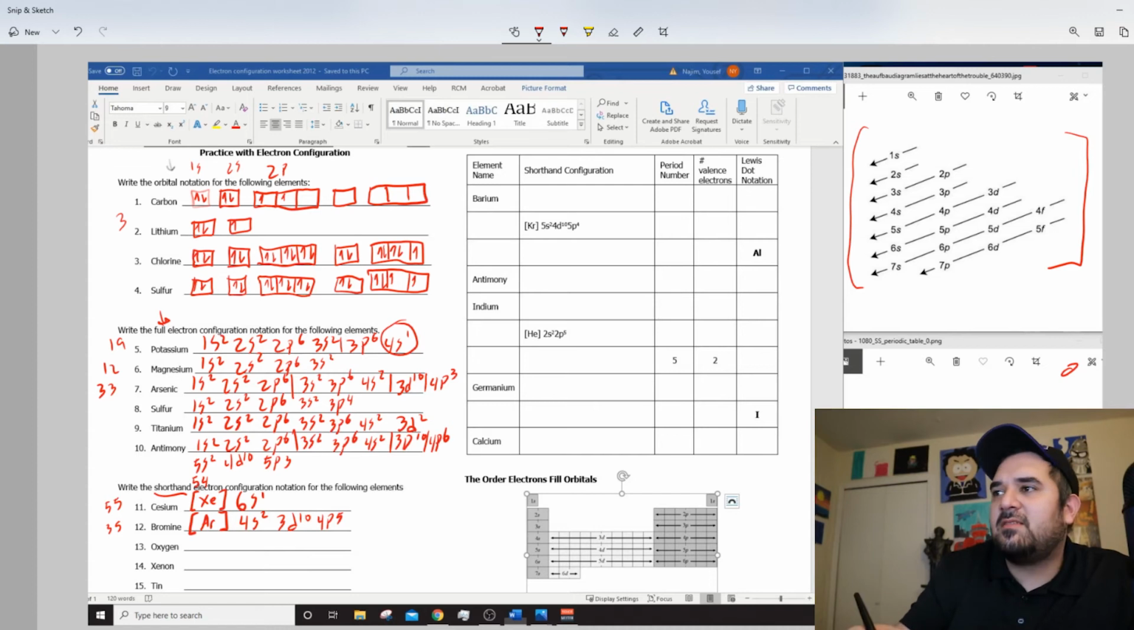Next one we have is going to be oxygen. Oxygen is right here. This one doesn't really need shorthand notation just because it's so short anyway. But we're going to start off with helium, in brackets, and then it's going to be 2s2, and then 2p4. Helium has 2 electrons plus 2, that's 4, plus 4, that's 8, which oxygen has 8. All right, the next one is xenon. Xenon in shorthand notation is just going to be xenon.